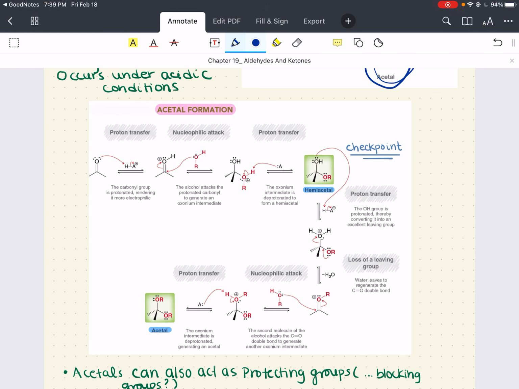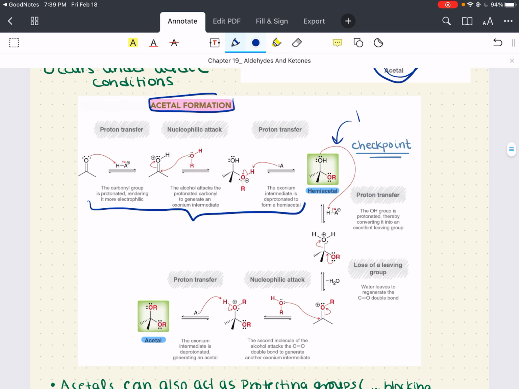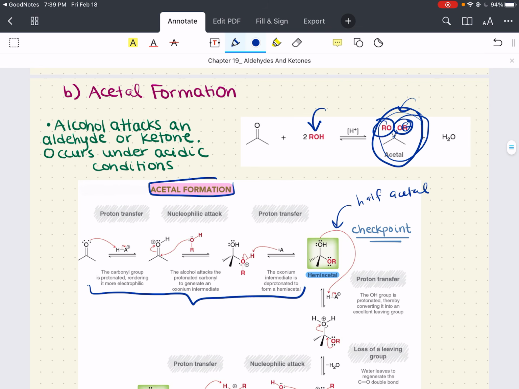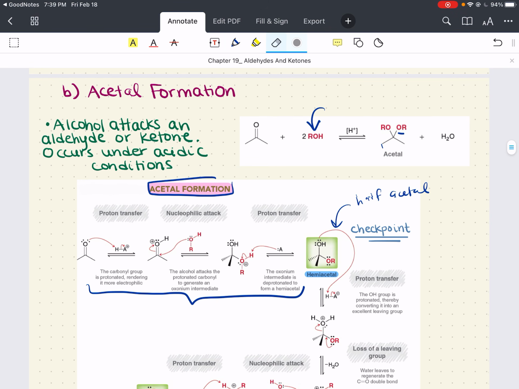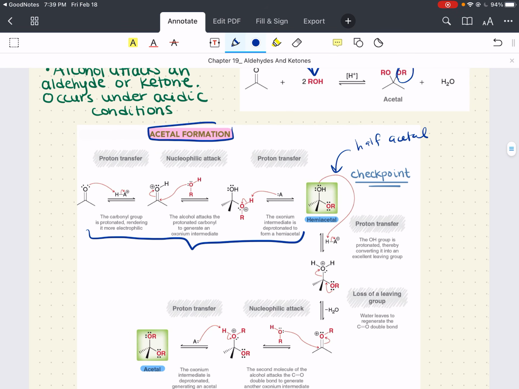So the first three steps of acetal formation produce this intermediate called a hemiacetal, like a half acetal. We know our acetal group has these two OR groups, where R can be some variable alkyl group attached to the oxygen. In our first three steps, we add only one of these OR groups. Those are the first three steps that lead us to a half acetal, a hemiacetal.